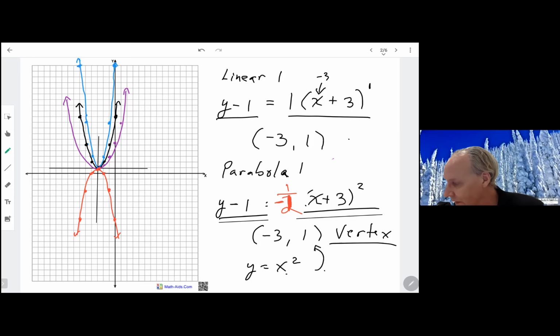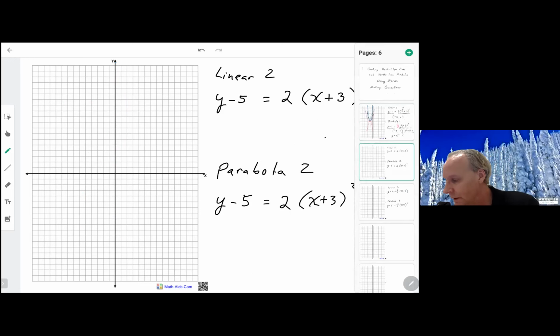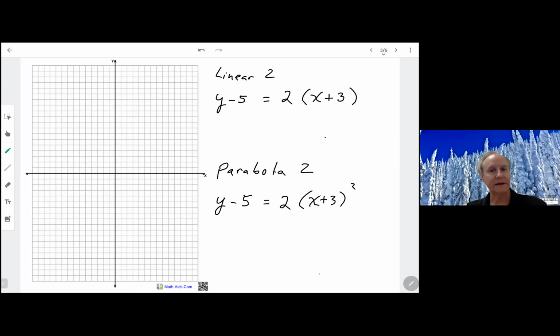I'd like you to try one. Here you go. Here's your problem. And what I'd like you to do is find the special point and graph the parabola. So good luck.